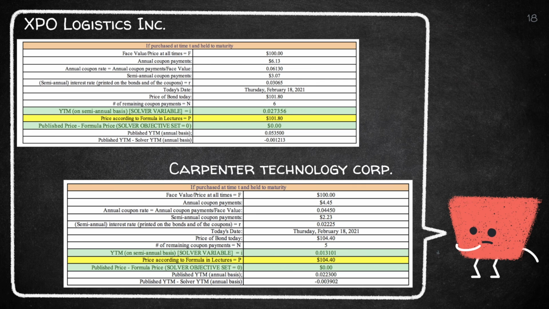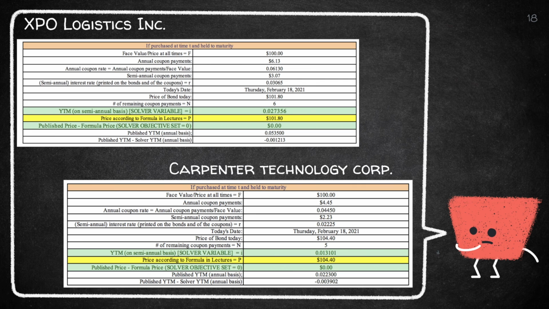If we want to calculate the price of the bond assuming it is bought today, which is February 18, 2021, a more specific YTM is needed than a published YTM, and it is obtained using Excel solver. The YTM we have obtained from solver for XPO is 0.0276, and the YTM for Carpenter is 0.0133. Using the solver YTM, the price of XPO today is $101.8, and the price of Carpenter today is $104.4.